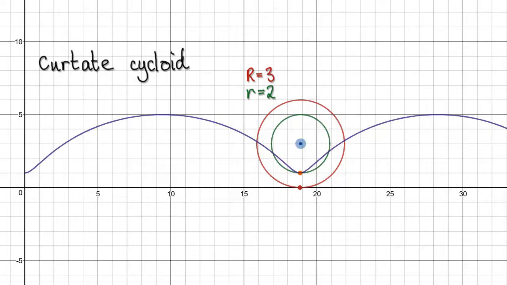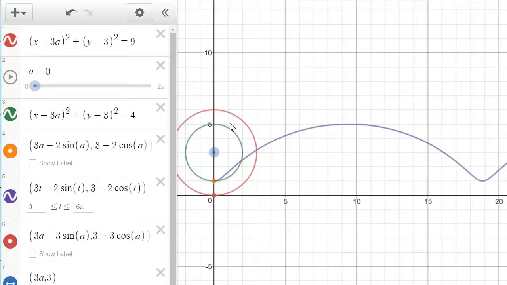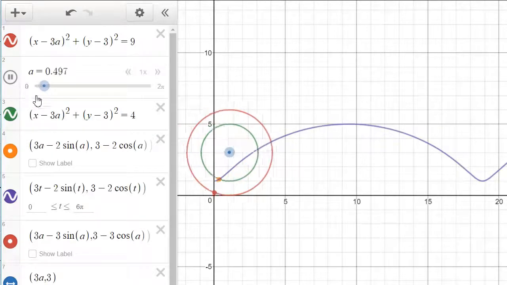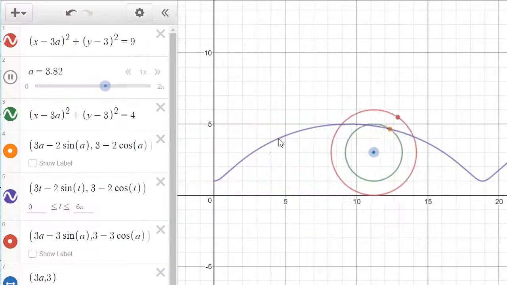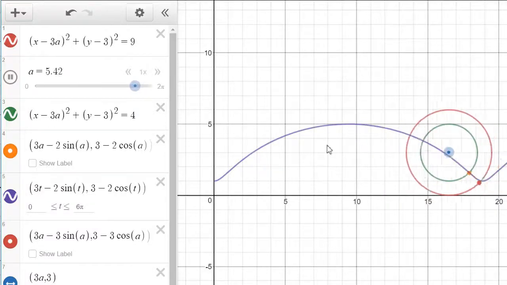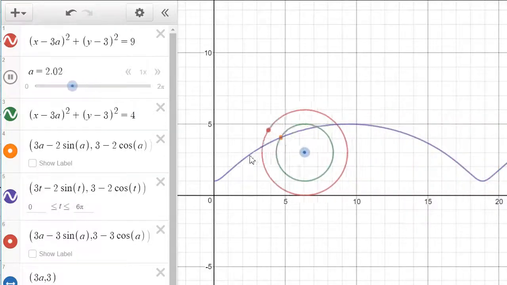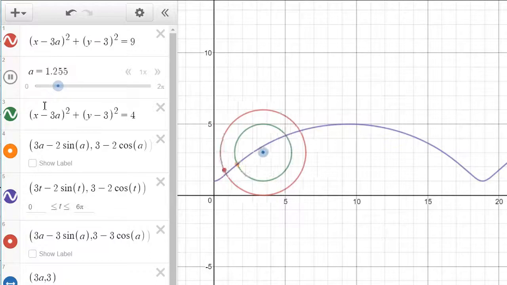Let me illustrate this with an animation. You've got a big circle here of radius 3. The small circle has a radius of 2, so as you rotate it, it will trace out this purple cycloid. So our job is to come up with the equations for the purple cycloid.